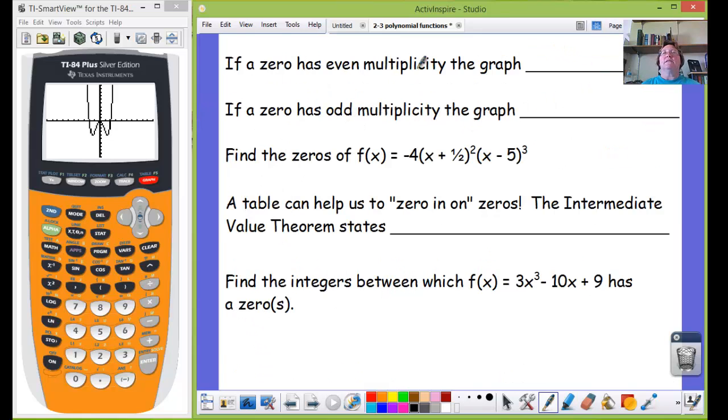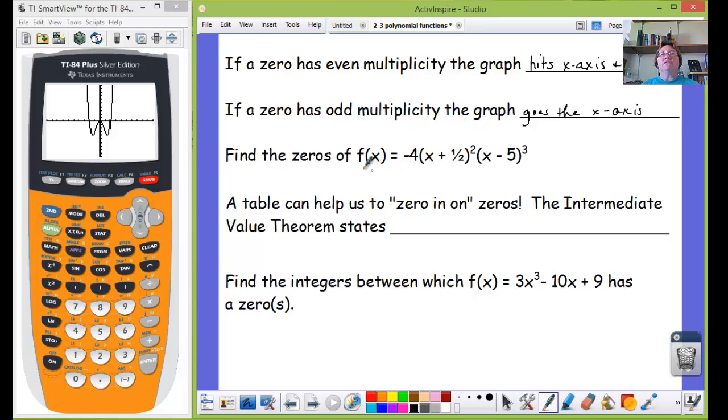In fact, that's what this next slide says. If a zero has even multiplicity, the graph hits the x-axis and then bounces back. If a zero has odd multiplicity, the graph goes through the x-axis, changes from positive to negative or negative to positive. The sign on y changes from positive to negative, or vice versa.